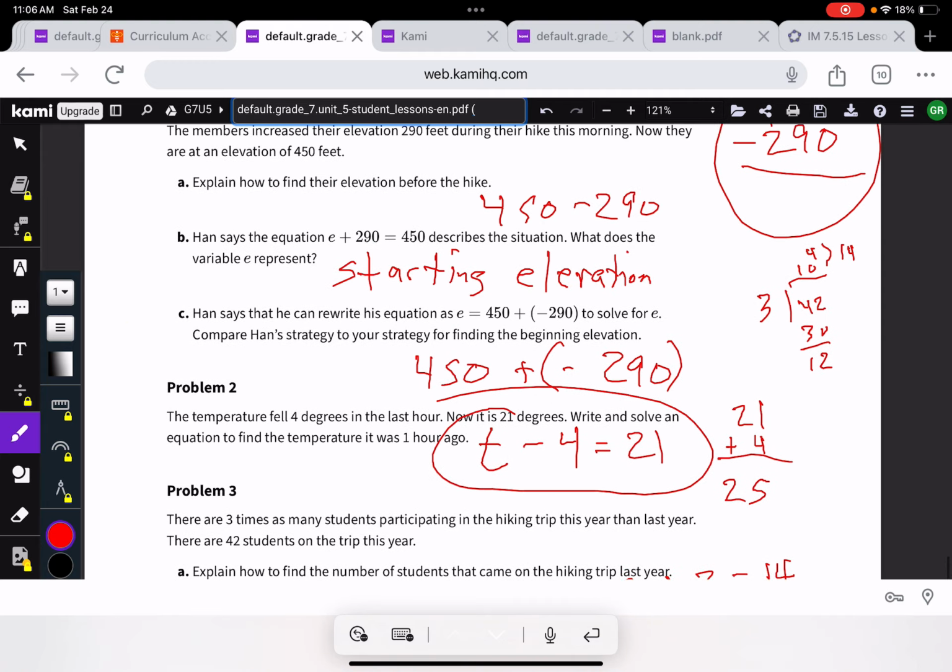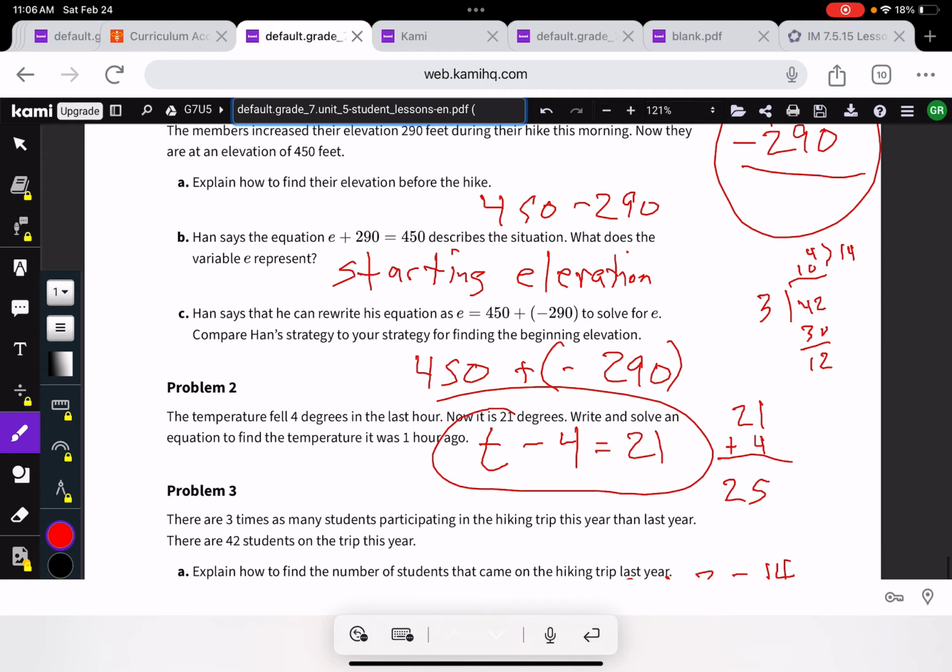There we go. T minus 4, how did we solve that? We added the inverse of minus 4. We added 4. So when it's an adding and subtracting problem, we add or subtract the opposite, whatever gives us 0, the additive inverse. When it's a multiplication or division problem, in this case a multiplying problem, we multiply by the multiplicative inverse.